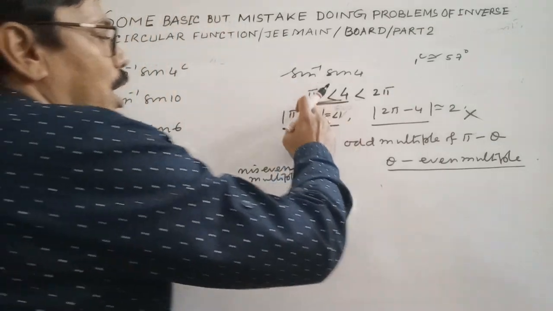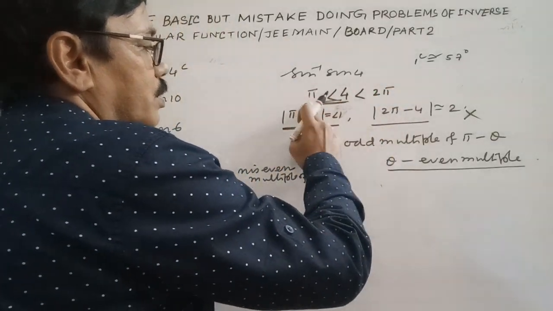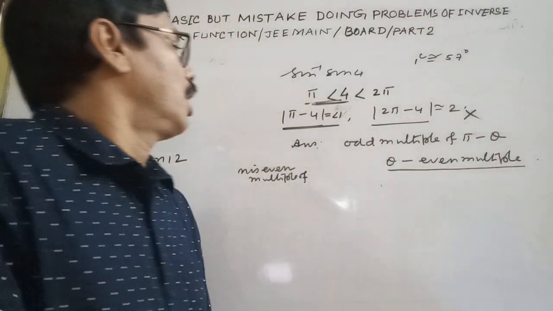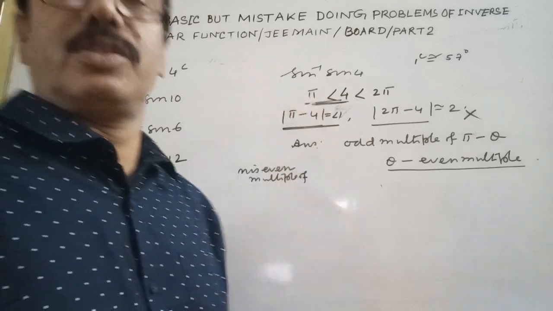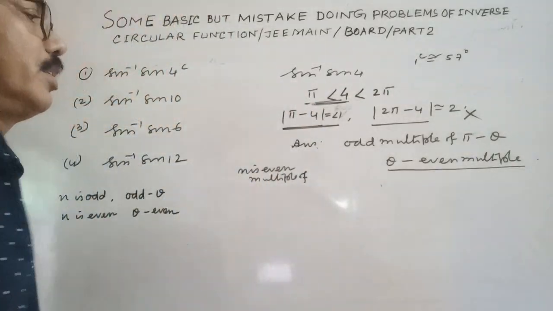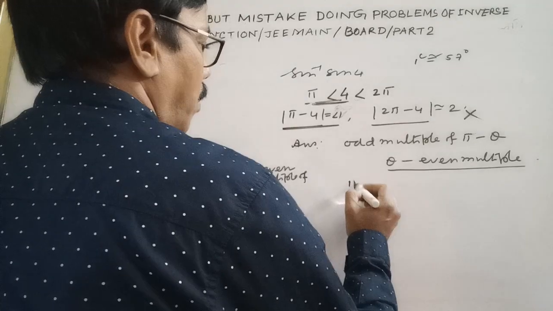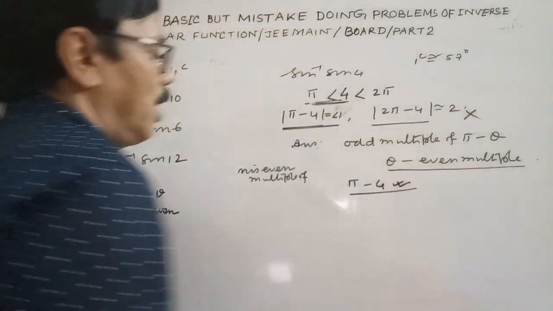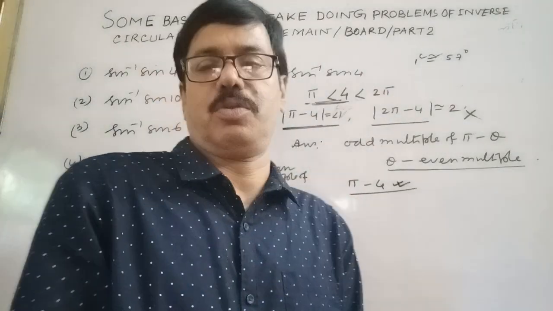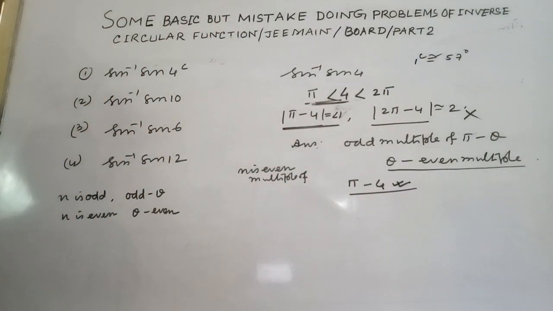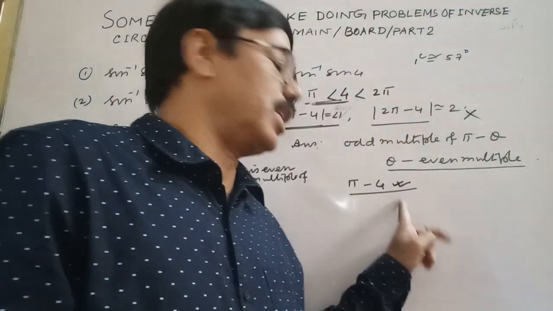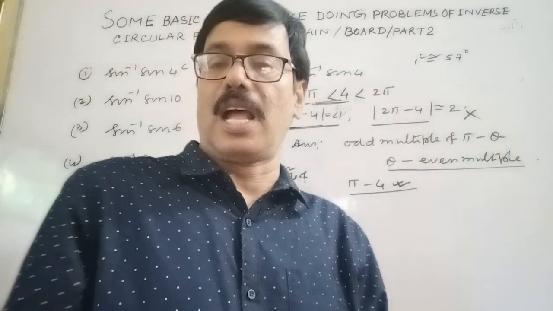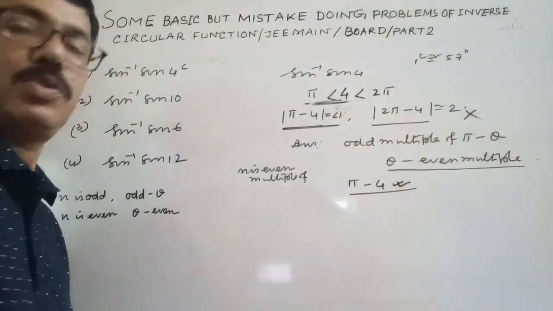So look at it again. 4 lies between pi and 2 pi. This difference is small, so discard the right hand side. Now, 1 into pi is an odd multiple. So in this case, what is the answer? Pi minus theta. So pi minus 4. So the value is pi minus 4. Now pi minus 4 is negative, but you know sin inverse sin x lies between minus pi by 2 to plus pi by 2.